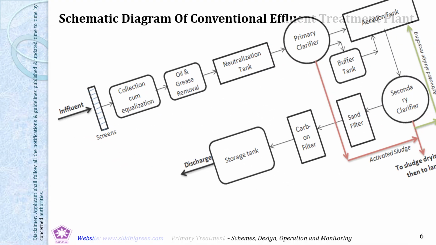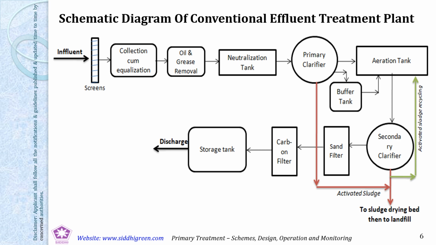Let's have a look at the basic schematic diagram of a conventional effluent treatment plant having preliminary, primary, secondary, and tertiary treatment.